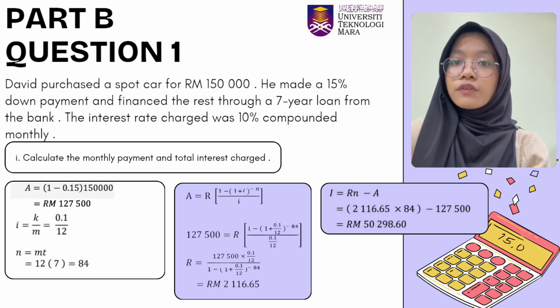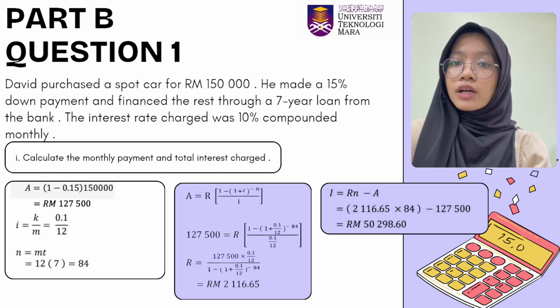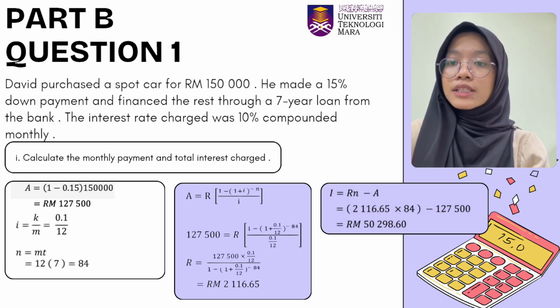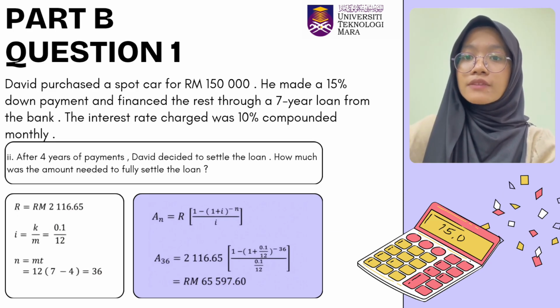Next, for the amount of interest, we use this formula, which is I for interest equals R for the periodic payment, which is RM2,116.65, multiplied by n, which is 84, minus A for the present value, which is RM127,500. And the answer for the total interest charge is RM50,298.60.